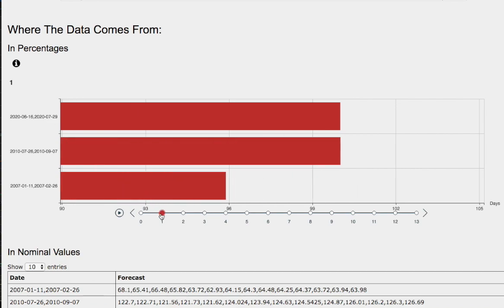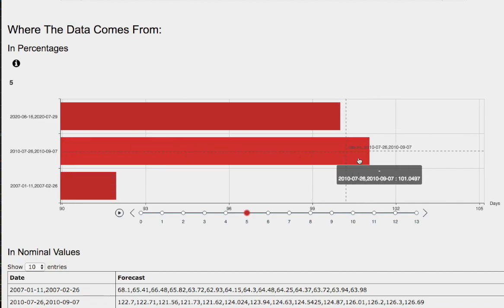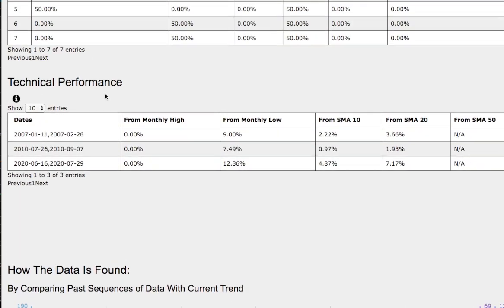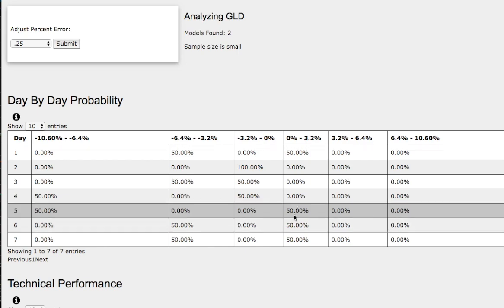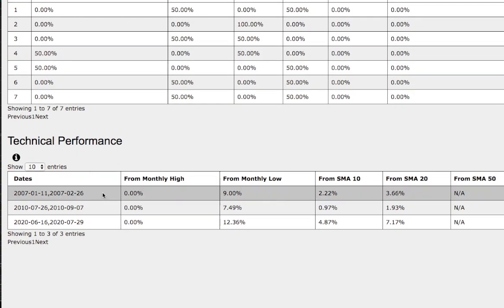So we have 1 day out. That will be a Friday, and 2 days out will be a Monday, and so on. So we have 3 days out, 4 days out, and 5 days out. The model that we just examined was back in July 26 to September 7, 2010. Gold continued to climb higher. In that 5 days, it went up roughly around 1%. And if we head back to the day-by-day probability model, that coincides with this standard deviation of 50% chance between 0 to 3%. Let's examine closer the technical performance.